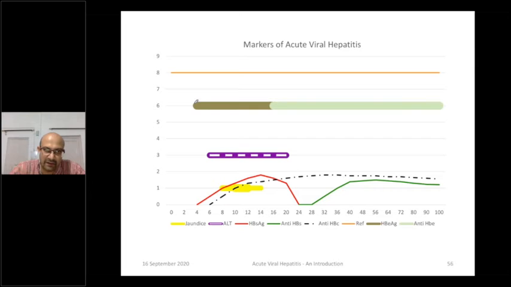Again, if you remember, it coincides with the appearance of hepatitis B surface antigen. It disappears after the peak of ALT AST, which is this. So the ALT AST peak is somewhere here. After the peak has occurred, then the hepatitis B E antigen will disappear, and this disappearance is before the disappearance of the hepatitis B surface antigen.